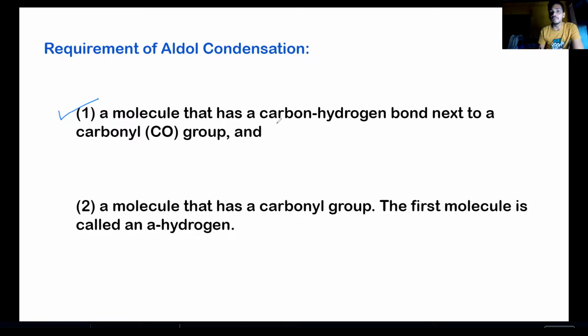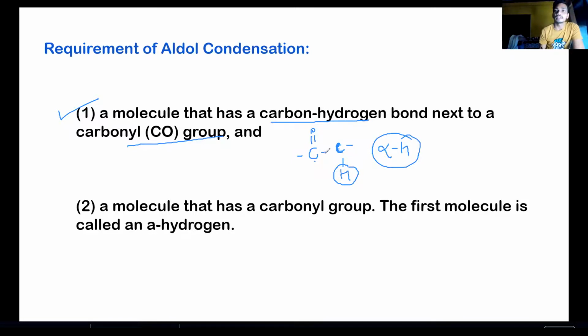A molecule that has a carbon-hydrogen bond next to the carbonyl group. That simply means whenever there is a structure like this, the next carbon, which is next to the carbonyl group, has hydrogen. So can I say in a simplified manner, where there is the presence of alpha hydrogen, only then will the aldol condensation occur. Okay, there is a crossed aldol condensation also, but right now we are studying only the aldol condensation. So what is the prior requirement? Alpha hydrogen should be there.